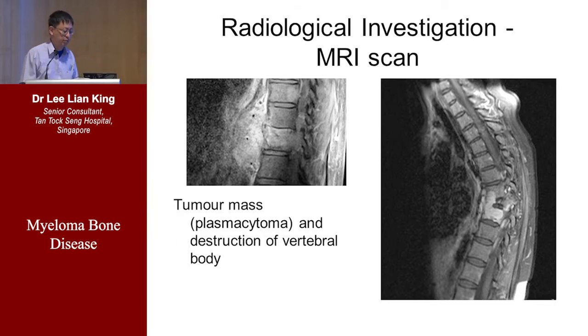Another technique that's being used now is the MRI scan. It's not so good at picking up the lytic lesion, but it can demonstrate what's going on in the bone marrow itself. If the plasma cells are infiltrating the bone marrow, it will show signal changes. And quite often, the plasma cells also form a lump. The accumulation of these plasma cells forms a lump. We call this plasmacytoma, and the MRI scan is good at picking this up.